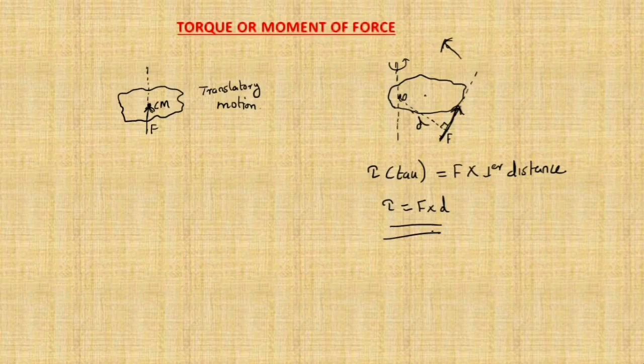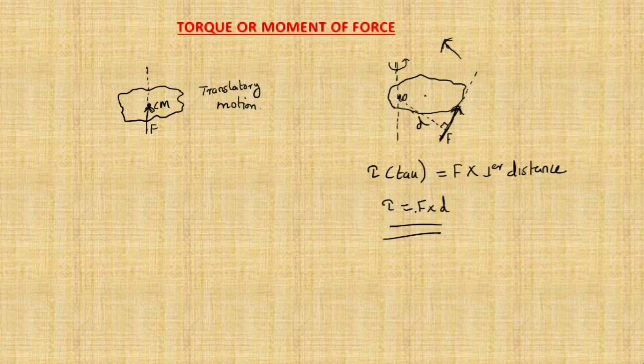So this is called what? Torque. That means a force which you applied makes the body rotate, and that is called what? Torque. And the basic formula for torque is what? Torque is equal to force into perpendicular distance.